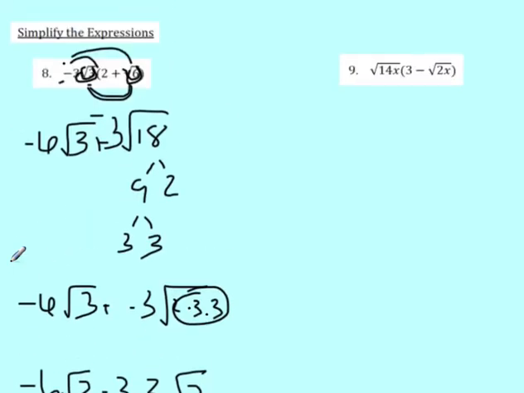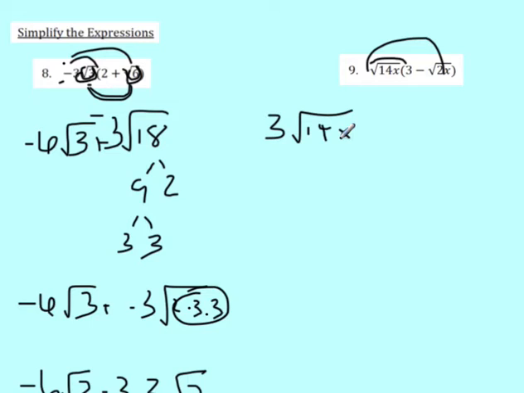Let's take a look at number 9. So number 9, we're going to distribute in that square root of 14x. Well, when we multiply it by the 3, the 3 is just going to come on the outside of that 14x. They can't be multiplied together because one's underneath the radical and the other isn't.